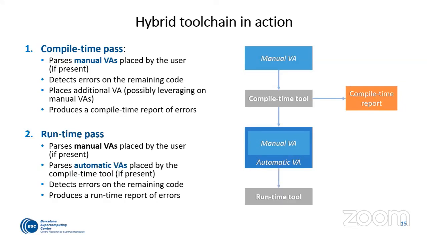Next in the chain is the runtime tool. It accepts as input the final program executable, which may have the manual verification annotations placed by the user and the automatic verification annotations placed by the compile time tool. It can also be invoked without the compile time tool, hence without automatic annotations, or without manual annotations. Detected errors on the remaining parts are reported at the end of this pass.